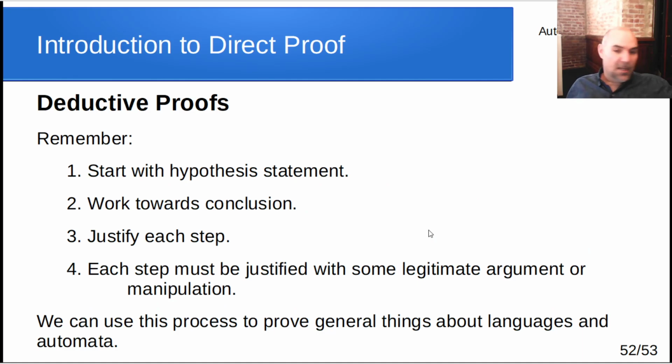All right, so to summarize what we're talking about, we start with our hypothesis statement or our given. We want to work towards the conclusion statement, what we're trying to prove, and we need to justify each step. And when we say justify each step, that means that we have to have some legitimate argument or manipulation to get us from the previous one to the next one.